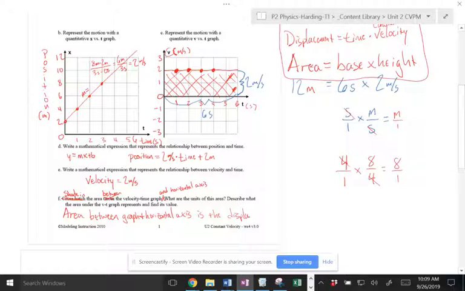Displacement. Units of area are meters. Oops, I forgot to put my answer: 12 meters. It's the number value. Okay. What else is going on this sheet?